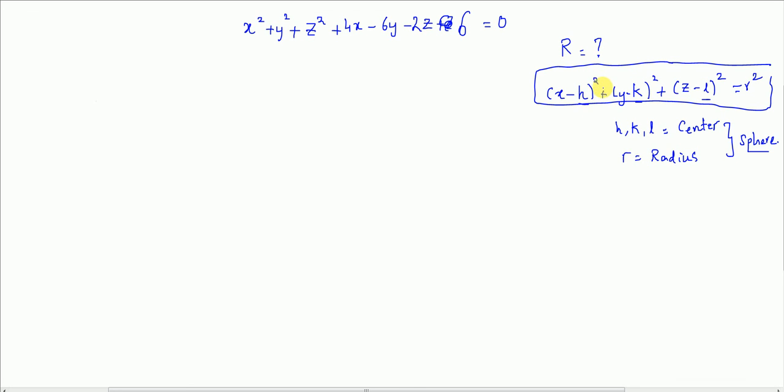The x minus h whole square reminds me of one formula from long back: a minus b whole square is equal to a square minus 2ab plus b square. And a plus b whole square is equal to a square plus 2ab plus b square. This one you need to understand. You need to get somehow these perfect squares, so I will group the terms together.